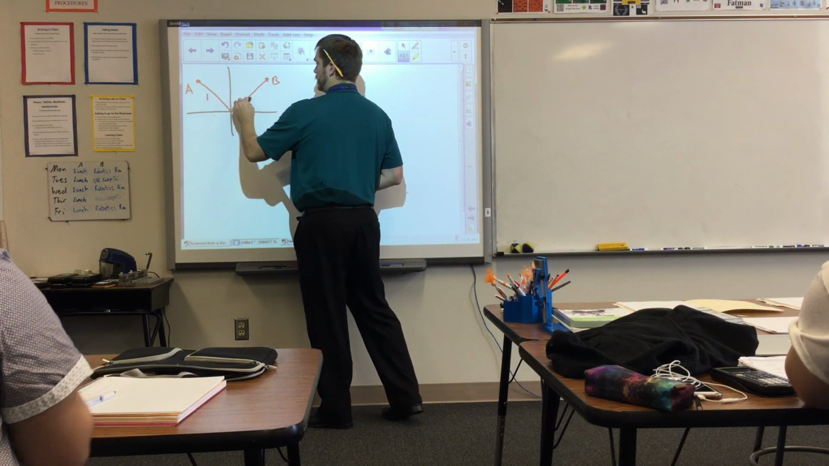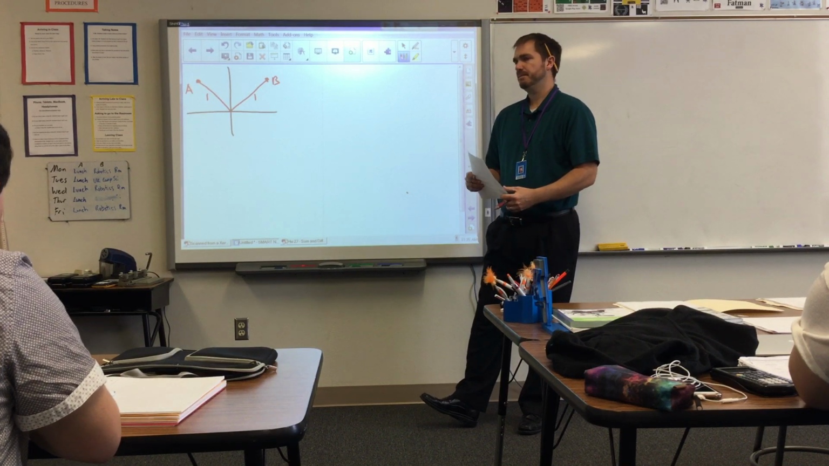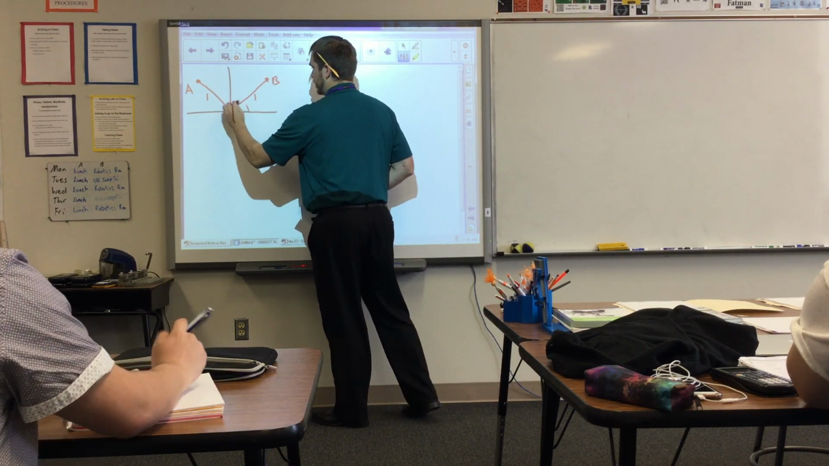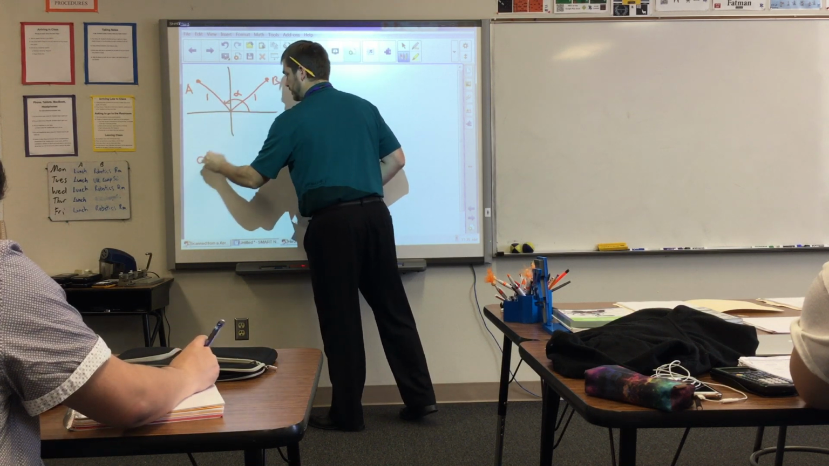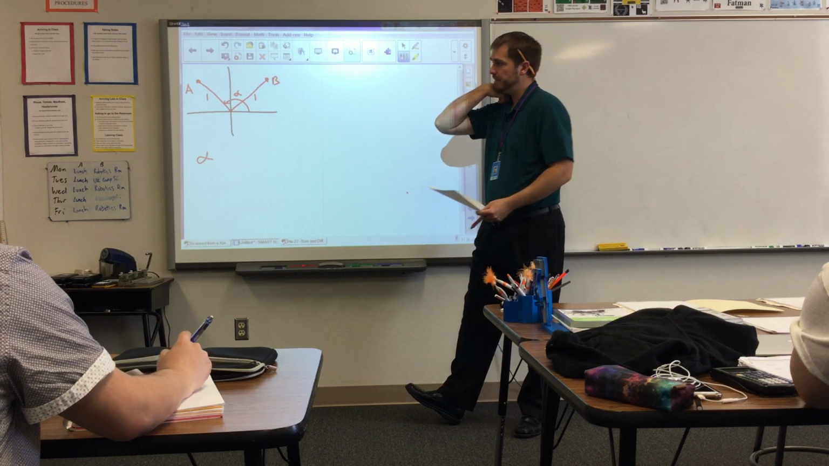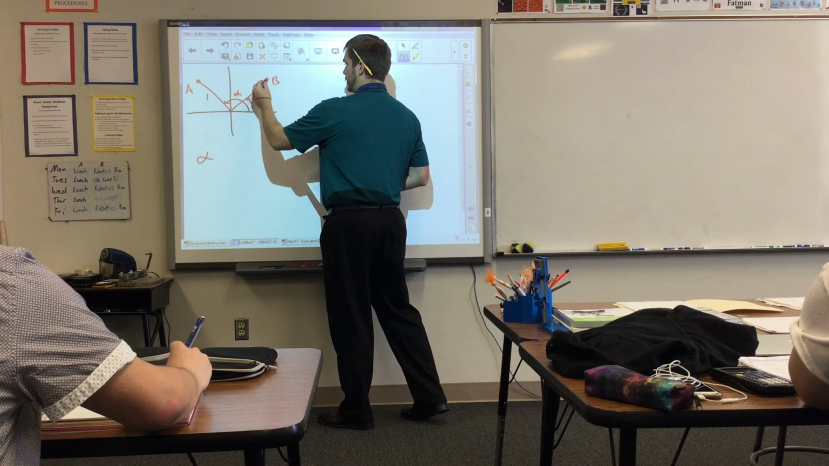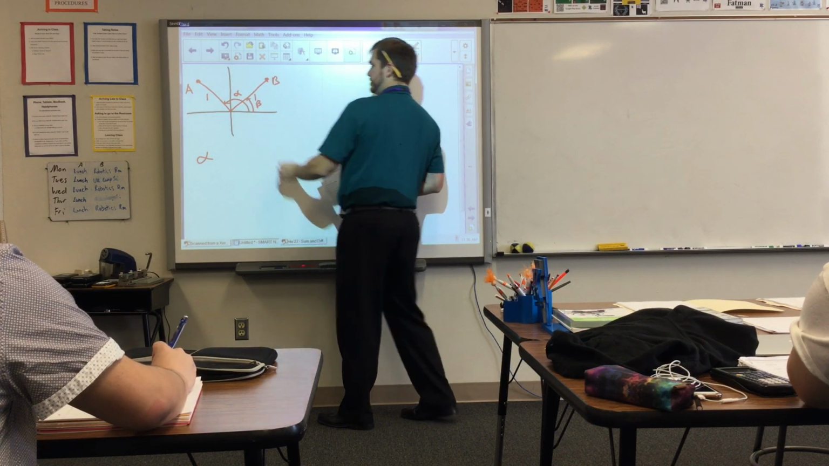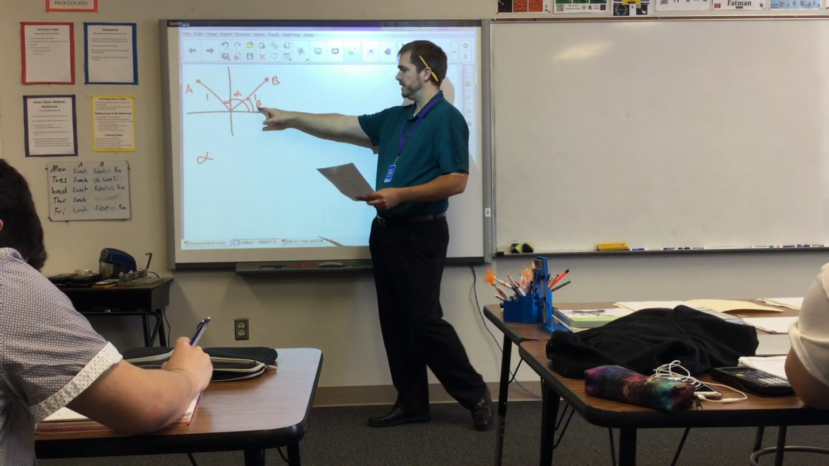Both of these are along the unit circle, so they have a radius of 1. And the angle that goes over to A is alpha. I'll write that right here. Alpha, Greek letter, first letter of the alphabet, lowercase alpha. The angle that goes to side B is beta, which looks exactly like a B but has a little bit longer of a tail.